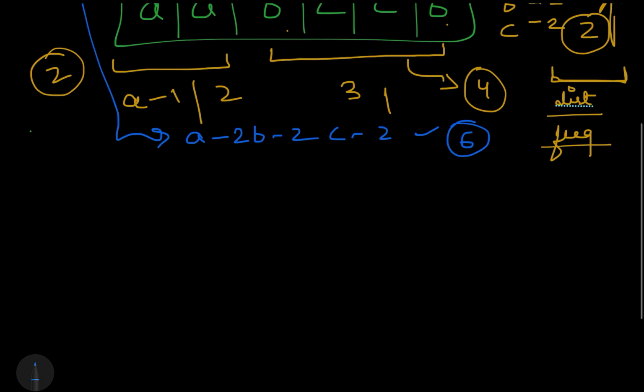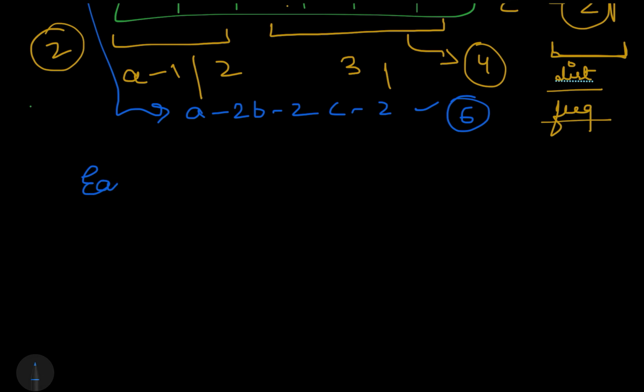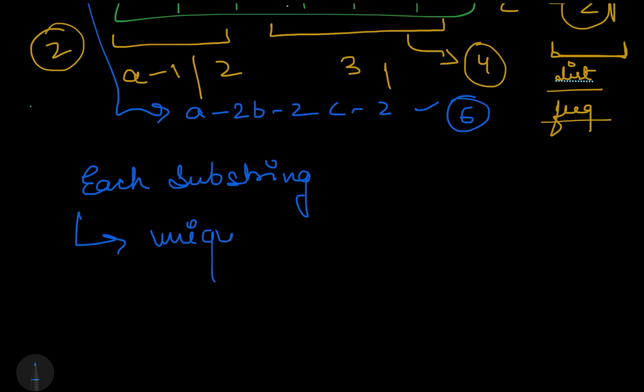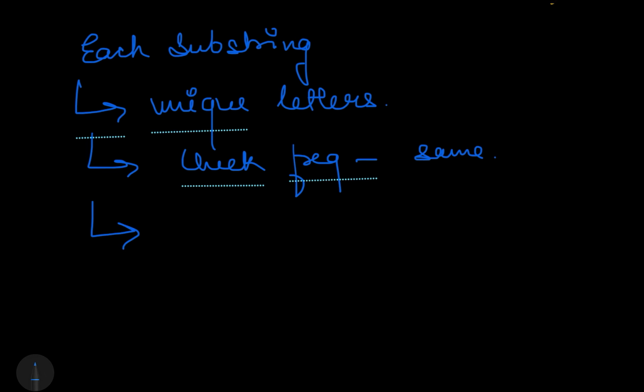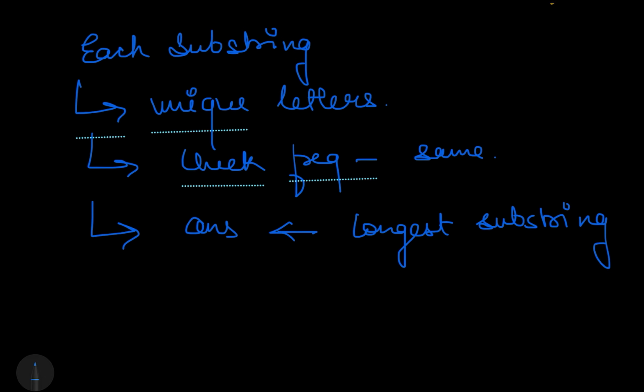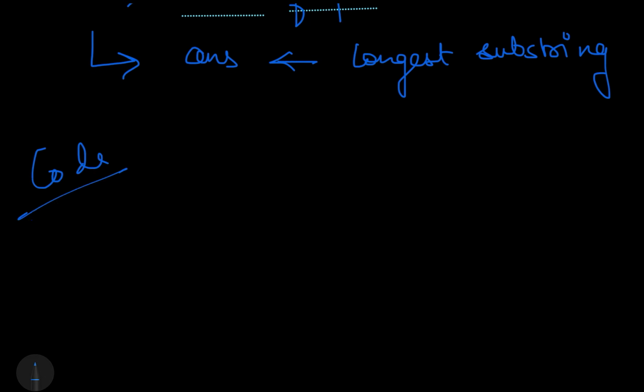So what we can do is iterate through each substring, find the number of unique letters, which are the distinct letters, and check if the frequency of all those distinct letters is the same. If it is the same, we will update our answer and get the longest substring in our answer. Got it? So let's see how we'll code this.